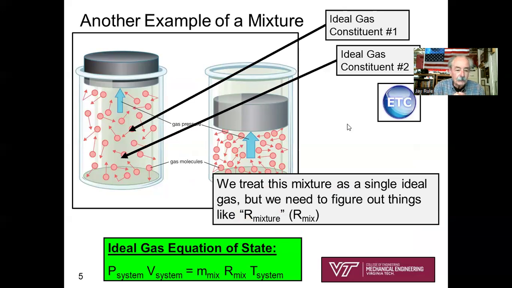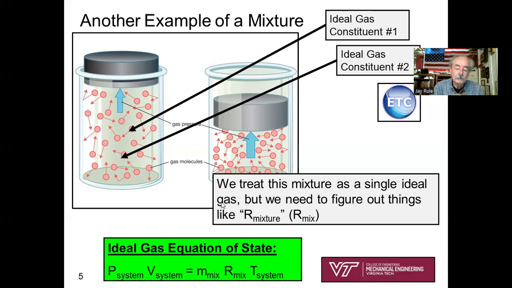In chapter 12, we're going to basically look at other ideal gases, mixtures of other ideal gases. So you can imagine in your head ideal gas constituent number 1 and constituent number 2 contained within a vessel, just like shown here on the slide. It could be nitrogen, could be oxygen, could be CO2, could be argon. You get the idea. So we're going to treat this mixture of ideal gases as a single ideal gas.